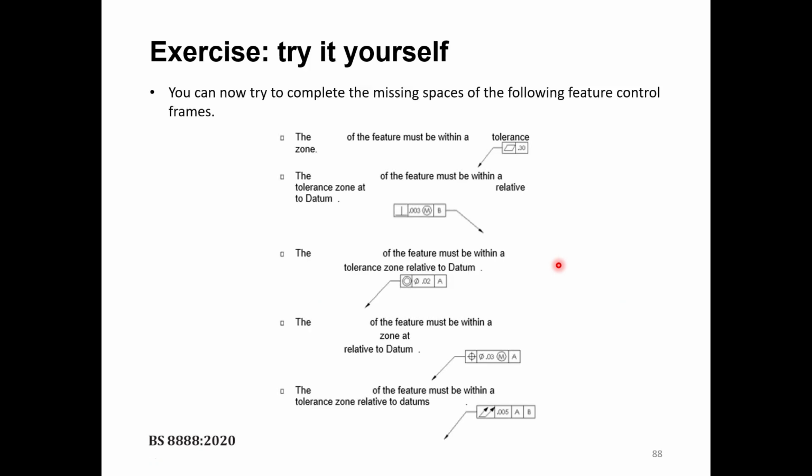So what you need to do here, these are some exercises for you to do. Just go back to the table and check these symbols and see what they mean. Check the values for the tolerances here, the M condition, and the datums, and then try to fill in those missing spaces here. It's just an exercise for you to do yourself.